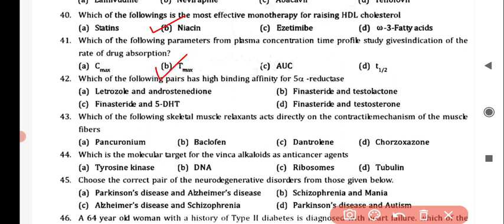Next question is, which of the following pairs has high binding affinity for 5-alpha reductase? And the correct answer is option D, that is finasteride and testosterone.